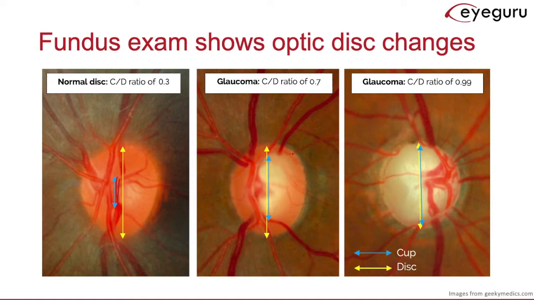The middle photo shows a moderate case of glaucoma where the cup-to-disc ratio is about 0.7. And on the right, you can see that this cup has expanded almost entirely to the disc margin with a cup-to-disc ratio of 0.99, indicating very severe glaucoma.